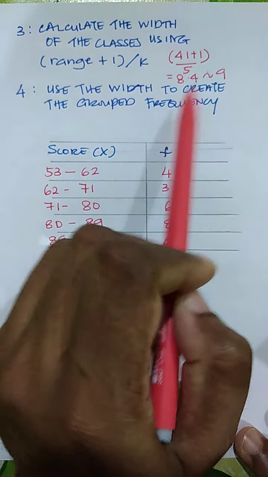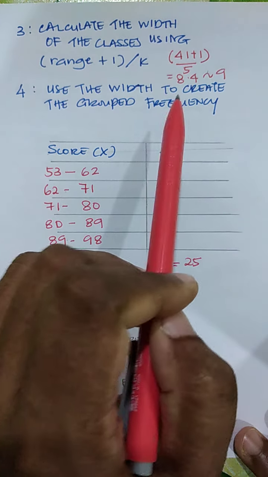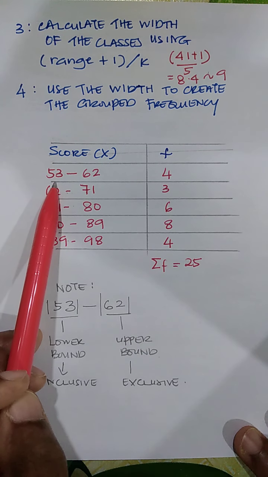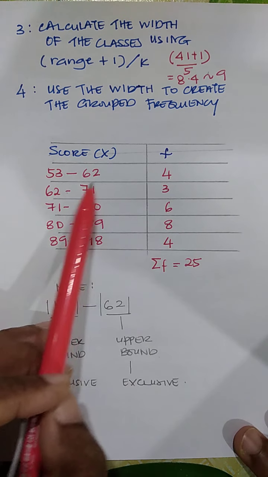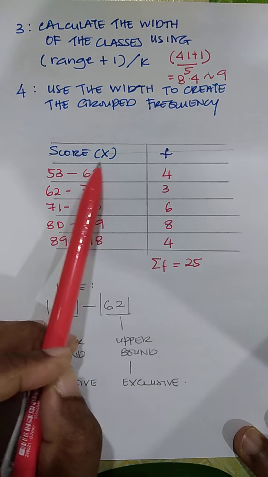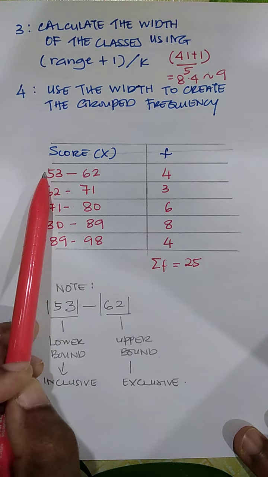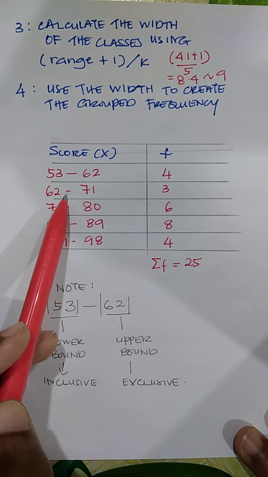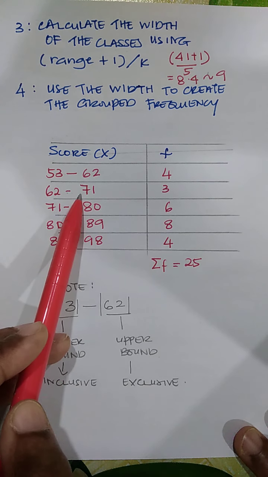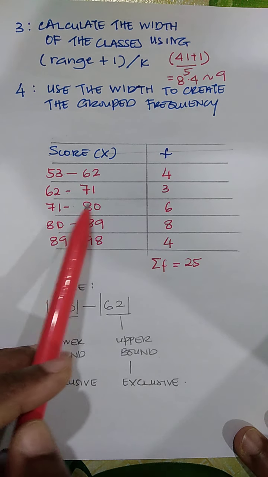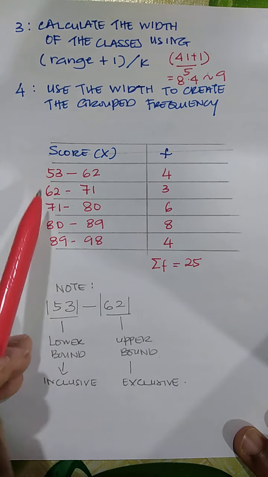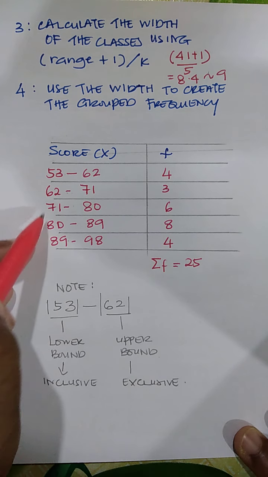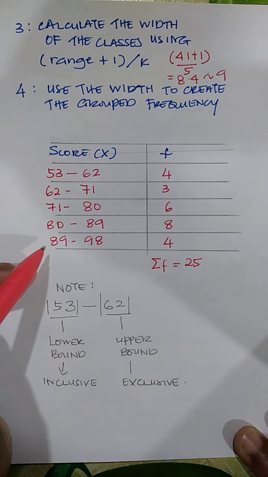We use the width to create the grouped frequency. What was the lowest score? 53. From 53 we add 9, you get 62. So this is the first group. What will be the second group? 62 plus 9 will be 71. 71 plus 9 you will get 80. When you do that, how many classes will you get? 1, 2, 3, 4, 5. So you have 5 classes.